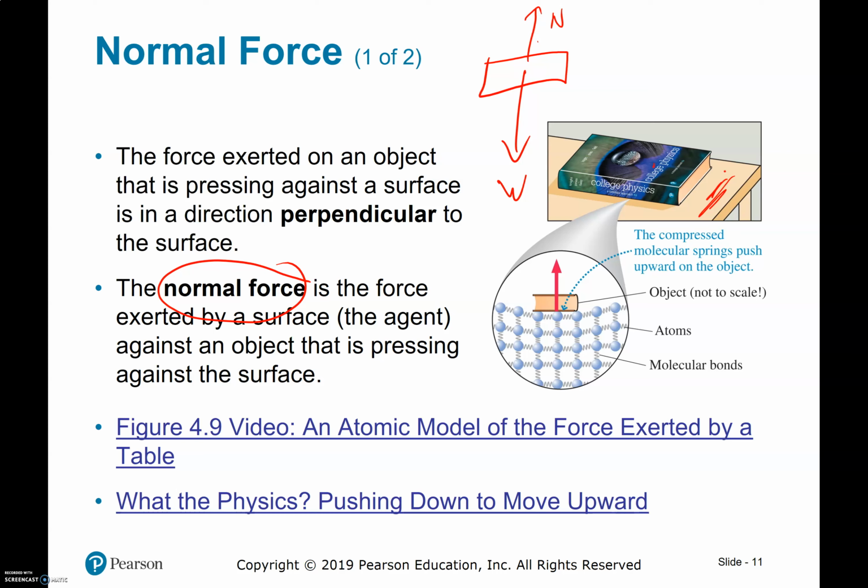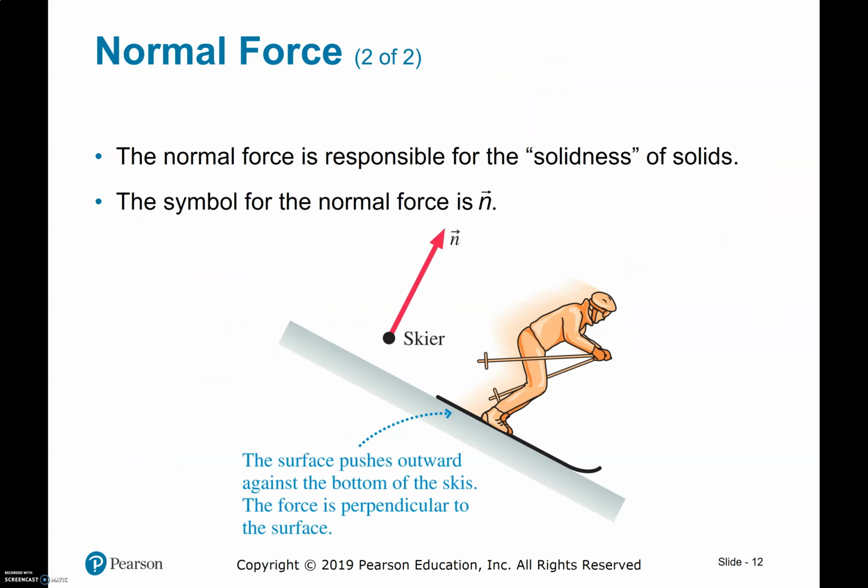So we are going to look at some normal forces in more detail. So here is a skier, right? So then this is an inclined plane. There is the weight on the skier, but there is also a normal force which is perpendicular to the surface. So perpendicular to the surface means this. So this is the normal force, and this is the weight.